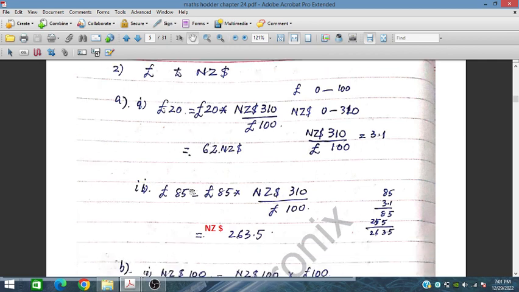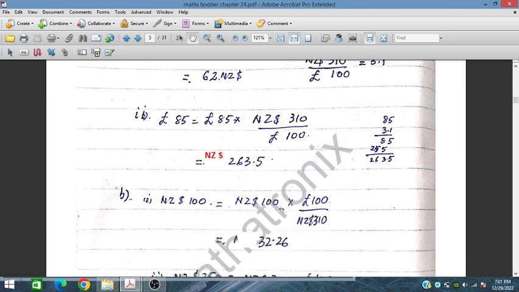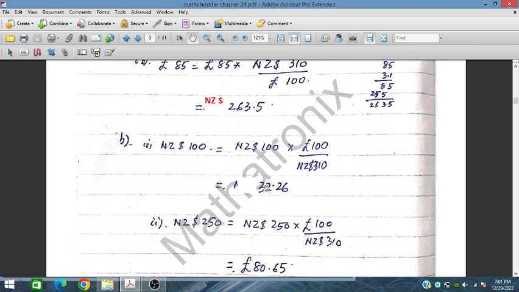Similarly for this 85 pounds multiplied by 310 by 100, and this pound sign will cancel and New Zealand dollars will appear. So 263.5 New Zealand dollars. Similarly for part B, the amount is 100 New Zealand dollars and we have to convert it into pounds. So 100 pounds divided by 310 New Zealand dollars. So the New Zealand dollar will cancel with this New Zealand dollar, and then the remaining amount can be calculated as this. So this is in pounds.